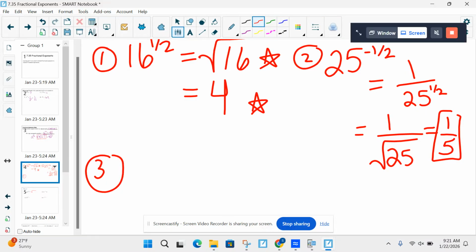The third question is 9 to the 5/2. Okay, 2 is the denominator. That means it's a square root. 5 is the numerator. That means the exponent will be 5. So first we're going to rewrite this as the square root of 9, but then it's being raised to the 5th power.